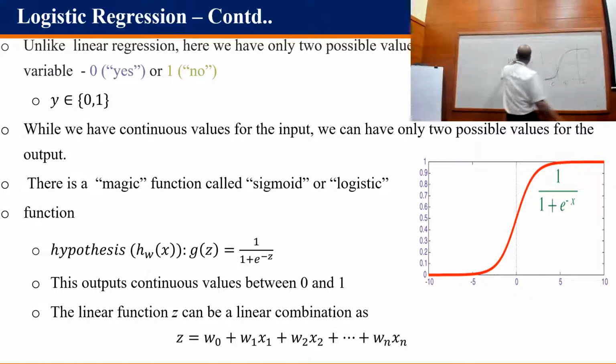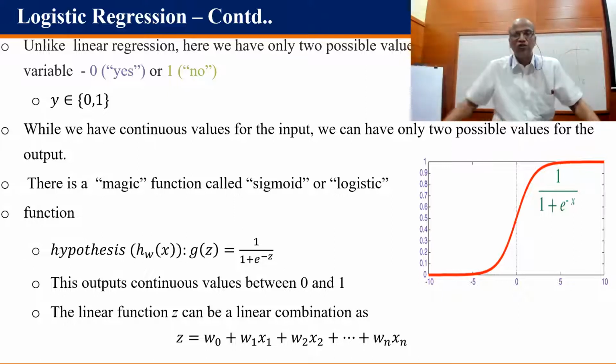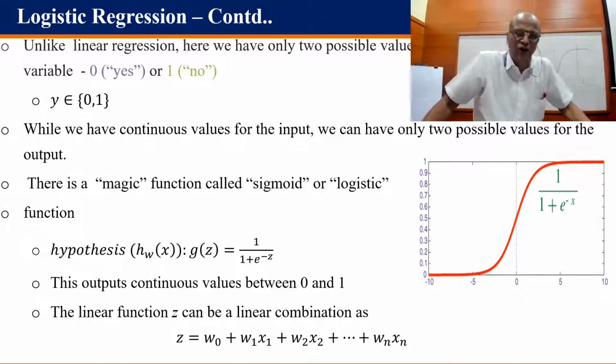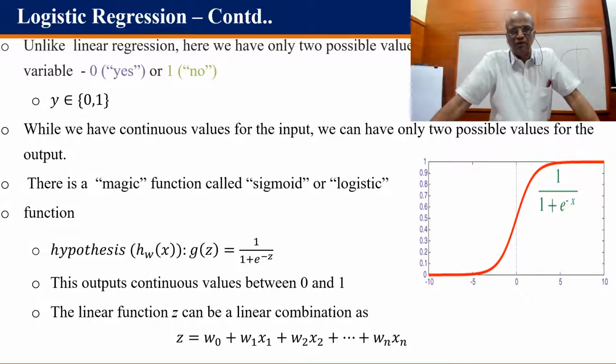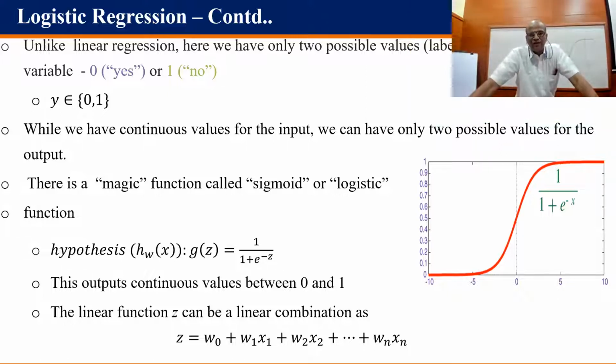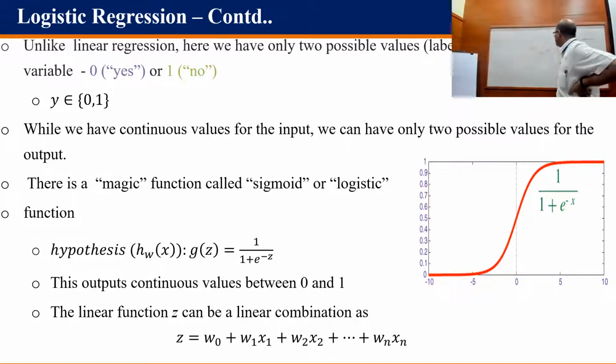So f of x is 1 by 1 plus e to the minus x. So this is our hypothesis function, the proposal function, or you call it g of z. Z is a dummy variable: g of z is 1 by 1 plus e to the power of minus z. This outputs continuous values between 0 and 1. What is the beauty of this? Everything under the sun, over the sun, above the sun, can be captured. What do I mean by that? If x equals minus infinity, this is 0, correct? Is it correct?